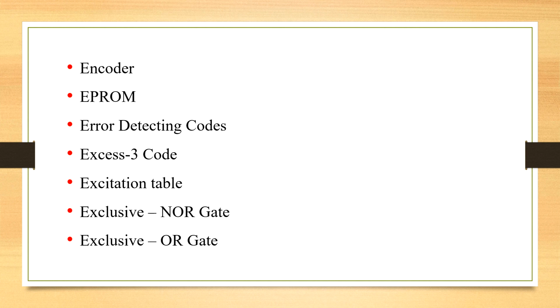Next one, exclusive OR gate. The XOR gate is an abbreviation for exclusive OR gate. It recognizes only the words that have an odd number of ones. This means that for an odd number of ones, the output of XOR is high.